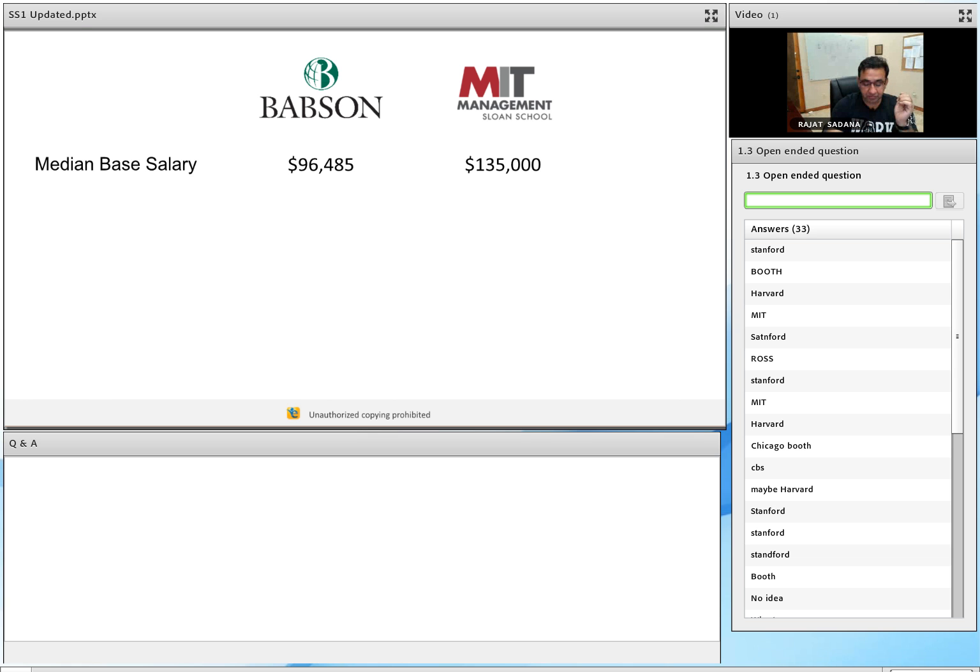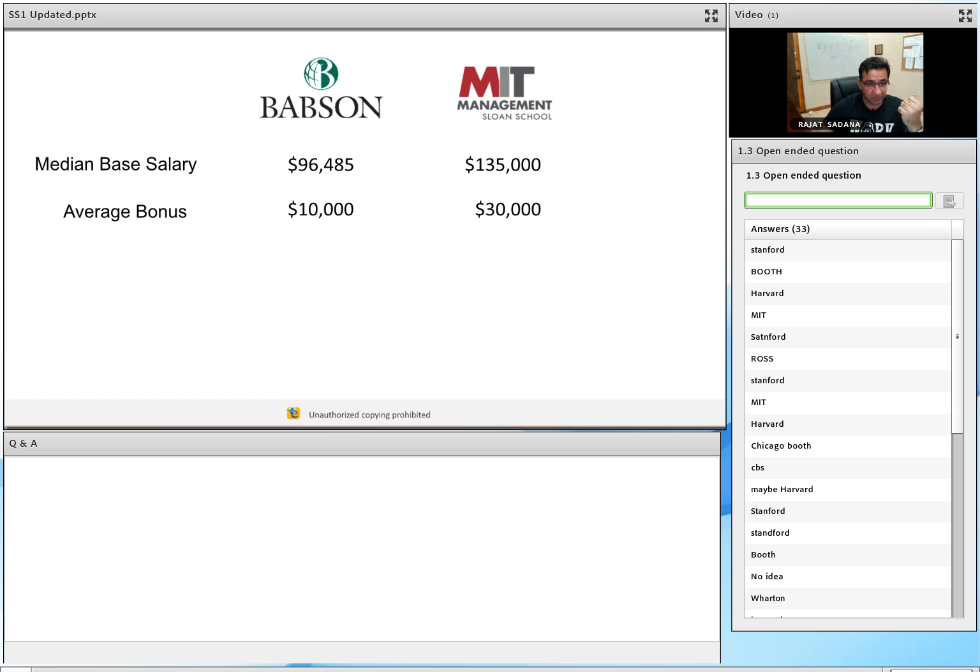So what does that mean? In terms of the median base salary, if you compare two schools, and I compare Babson and MIT, the reason why I compare them is because of a few reasons. One, they're close to one another. They're both 20 miles away. So if you're graduating from Babson versus MIT, you get access to the same employment opportunities. The second reason, they're not in New York or in the San Francisco Bay Area, where salaries are high, but living expenses are also very high.